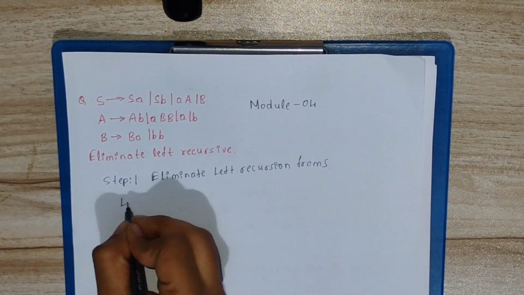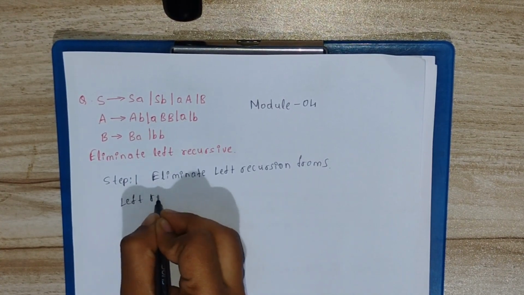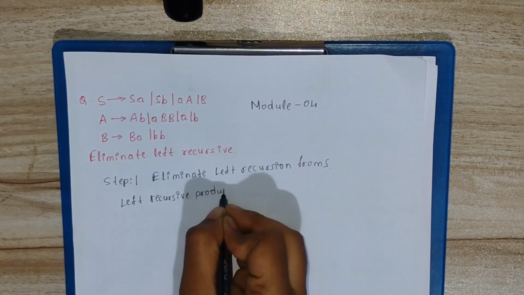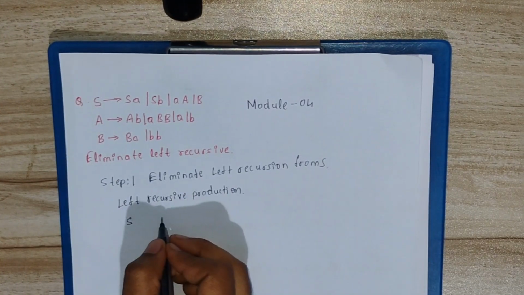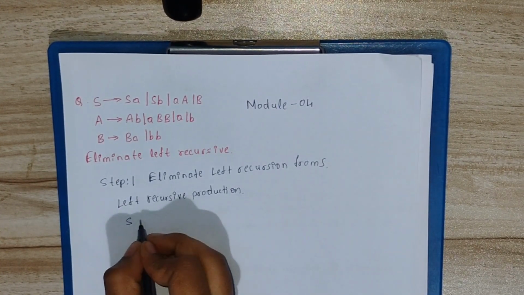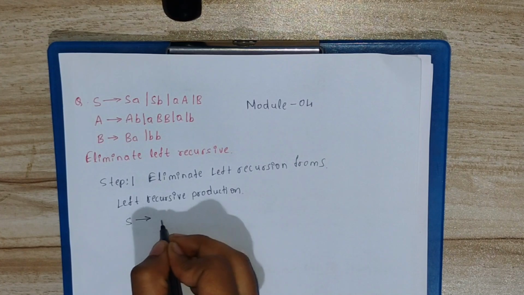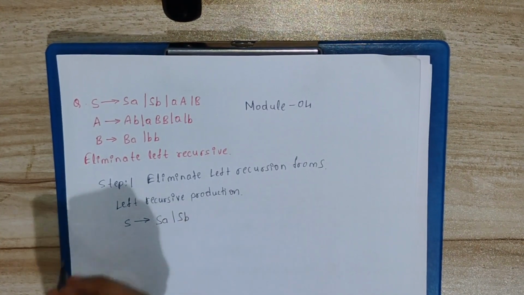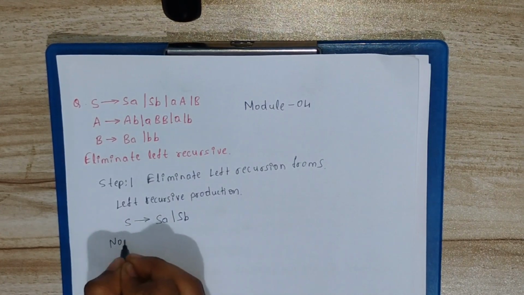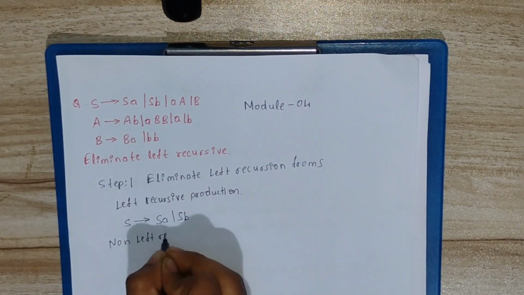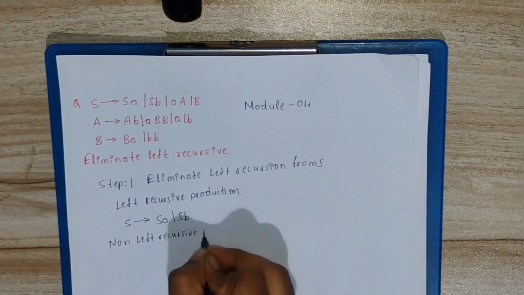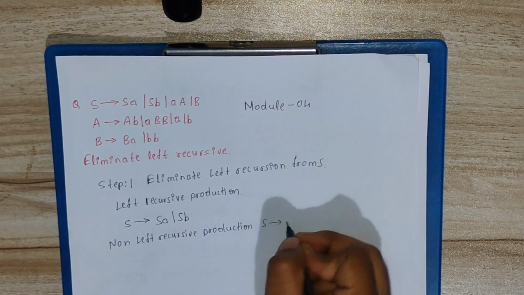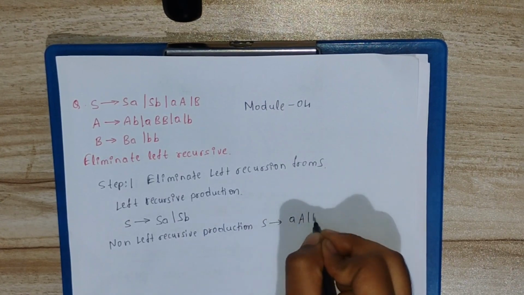Left recursive production. So the left recursive production is S implies SA/SB. Non-left recursive production: S implies AA/B.